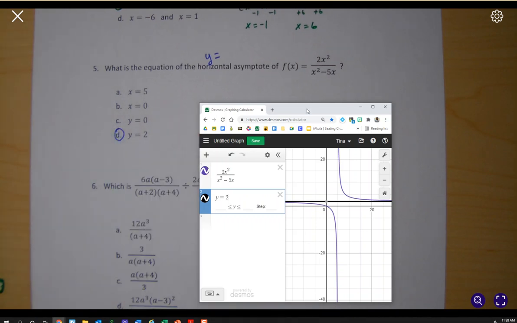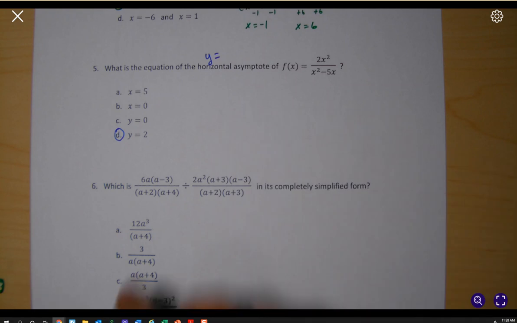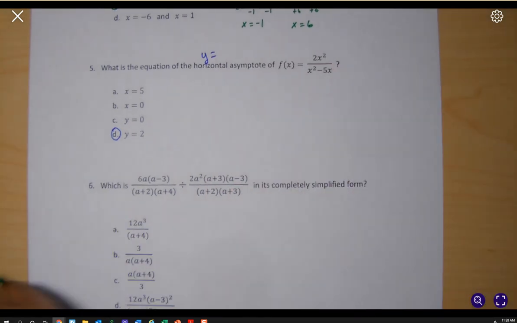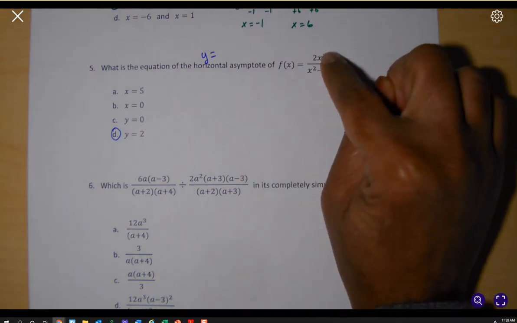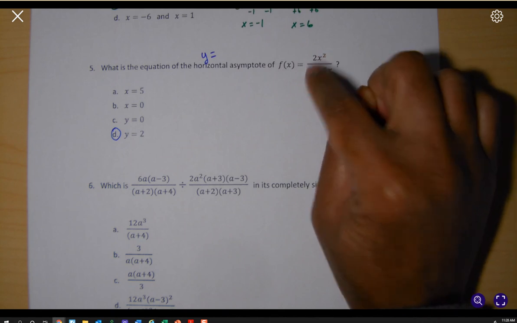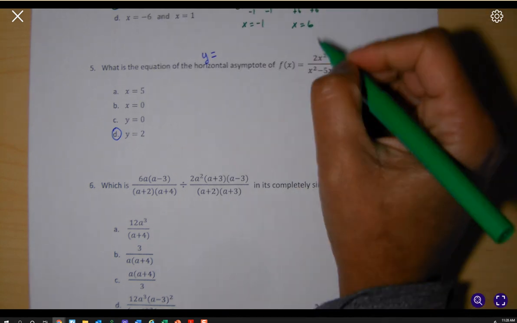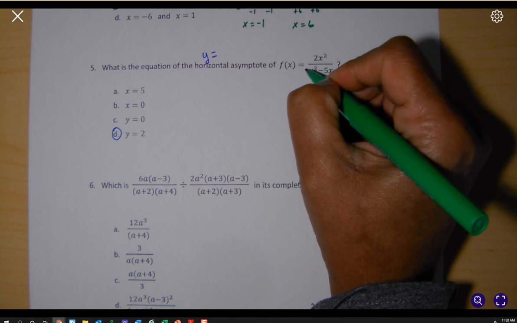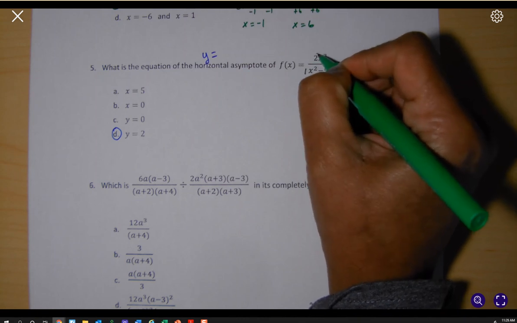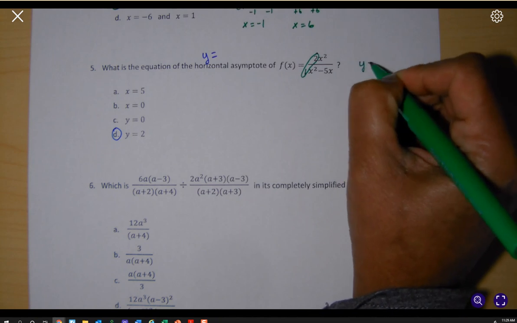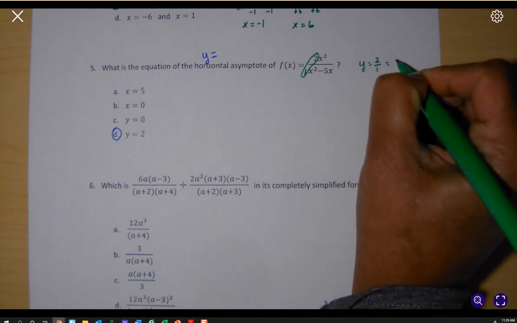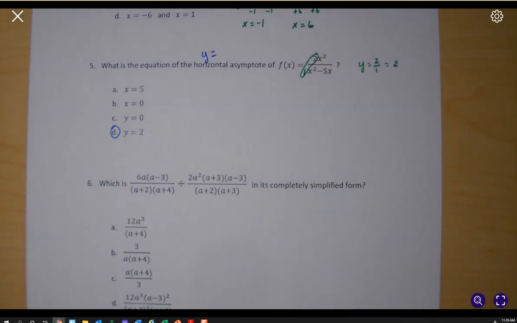And if you want to do this by hand without using a calculator, you can find it by looking at the degree of the functions. So this is a square, this is a square. So when the degrees are the same, you just take the numbers in the front. So there's a 1 here. So this is my asymptote, 2 over 1. y equals 2 over 1, which is equal to 2. So y equals 2 is your horizontal asymptote.